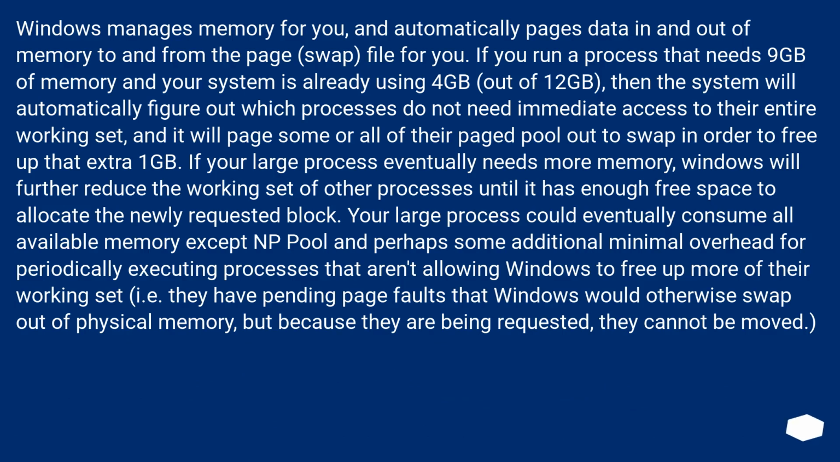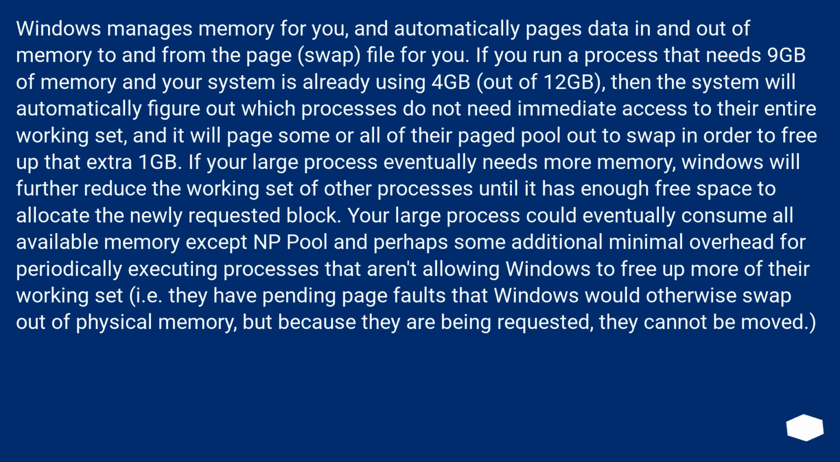Windows manages memory for you, and automatically pages data in and out of memory to and from the page, swap, file for you. If you run a process that needs 9 GB of memory and your system is already using 4 GB out of 12 GB, then the system will automatically figure out which processes do not need immediate access to their entire working set, and it will page some or all of their paged pool out to swap in order to free up that extra 1 GB.